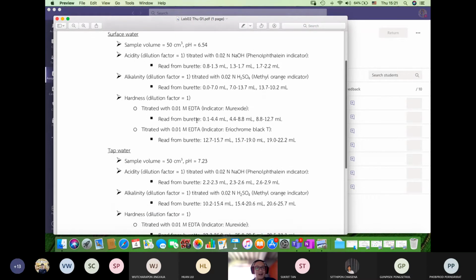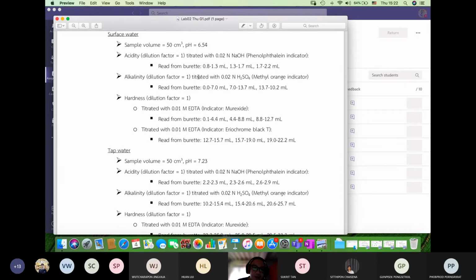Alkalinity is also the same. Then the hardness: we determine the total hardness, and then the calcium hardness, with 3 replicates each, and at the end we get these 2 pieces of information. Finally, if you want to determine the carbonate hardness, you take the alkalinity information and then the measured hardness.